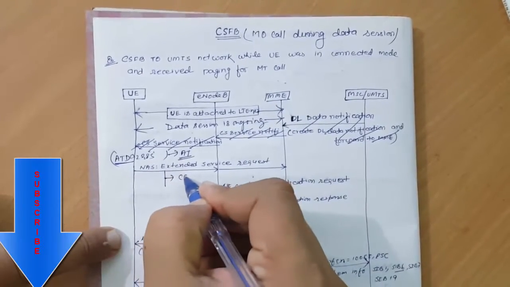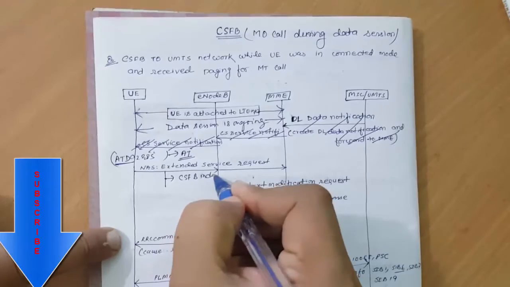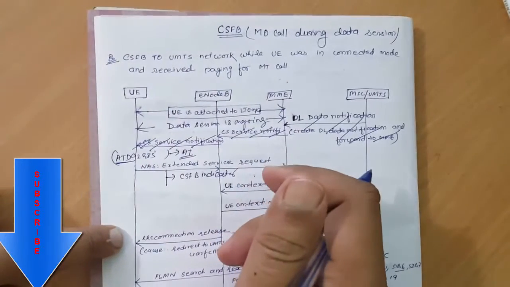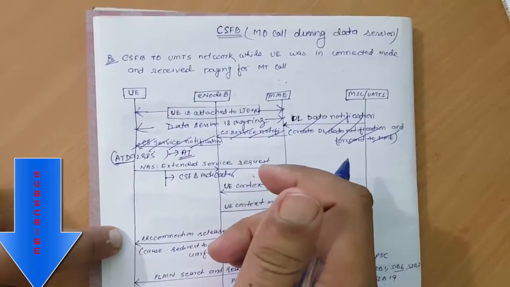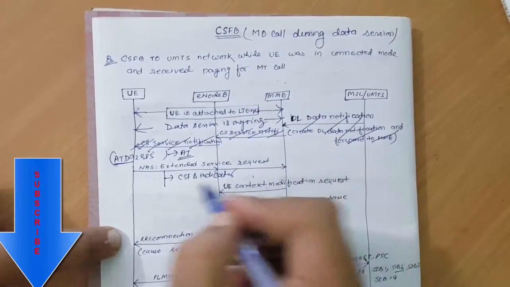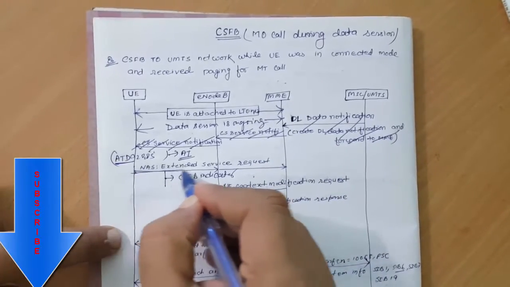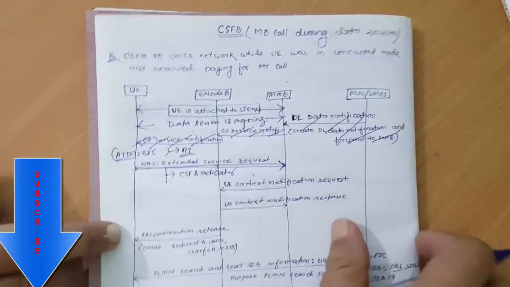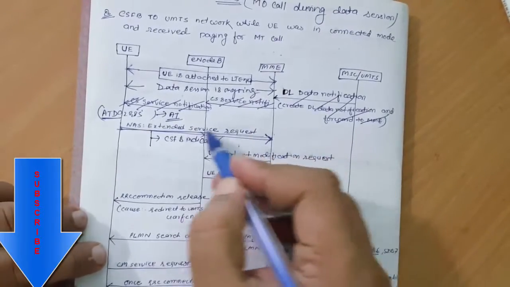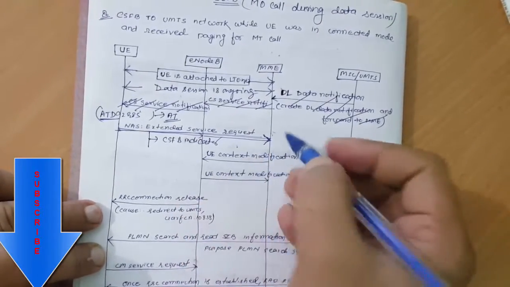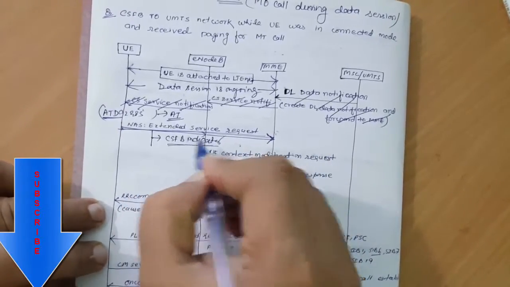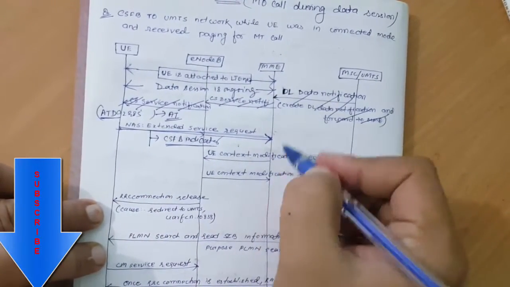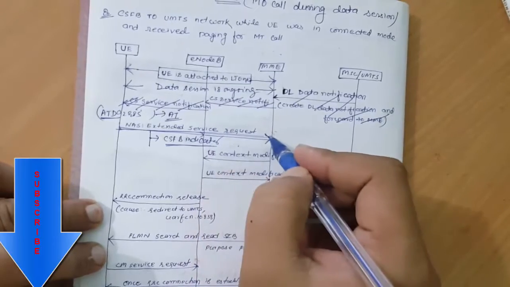The extended service request message contains the CS fallback indicator, and with the CS fallback indicator it will perform the CS fallback. This extended service request message is sent to the MME in the UL information transfer message. The MME reads the extended service request message and reads the CS fallback indicator.